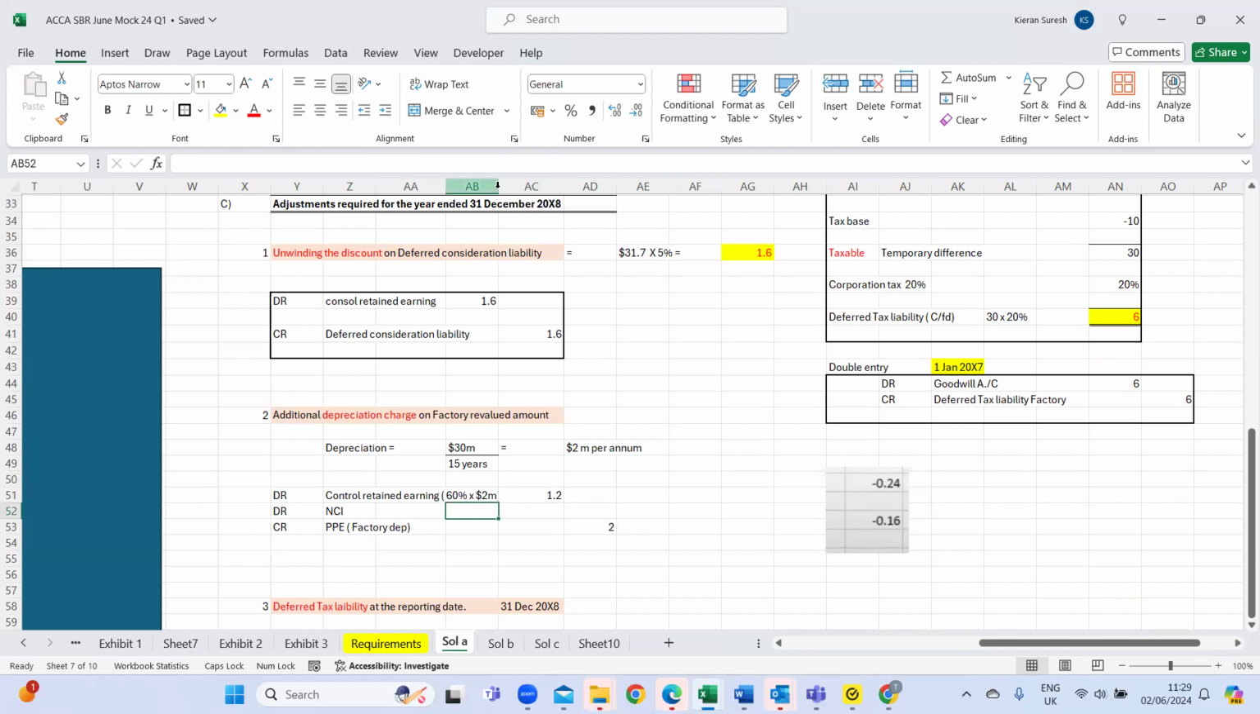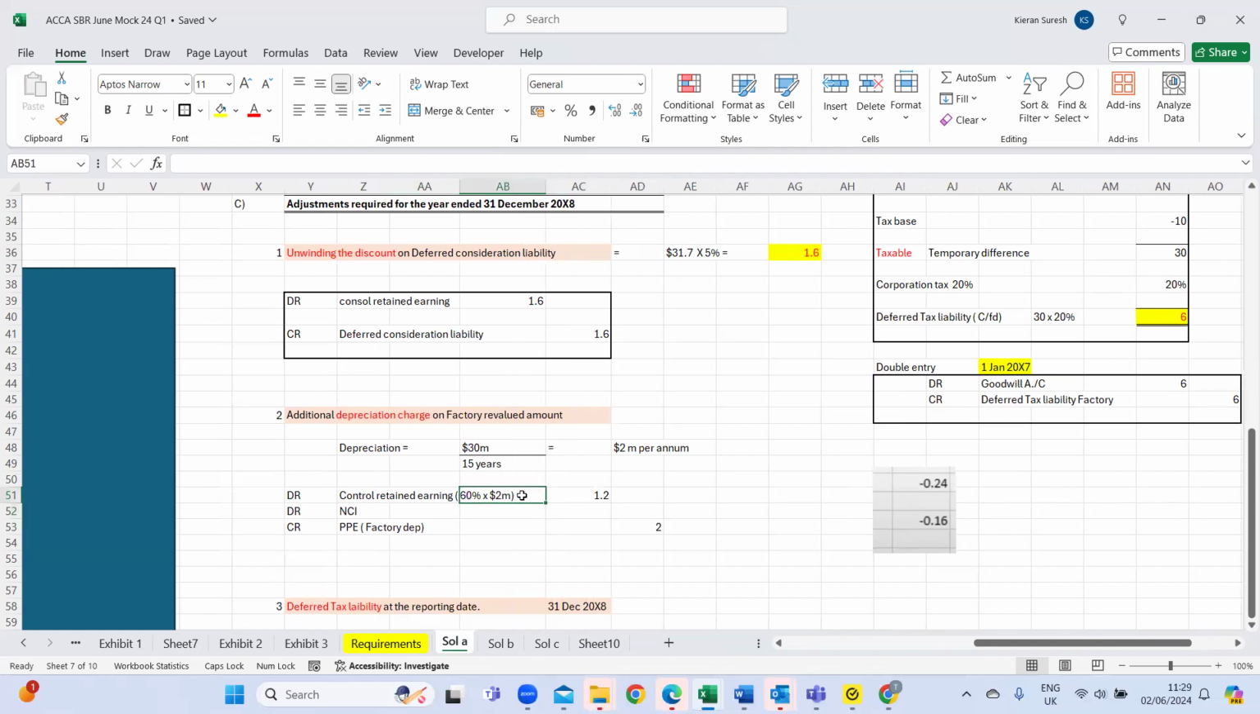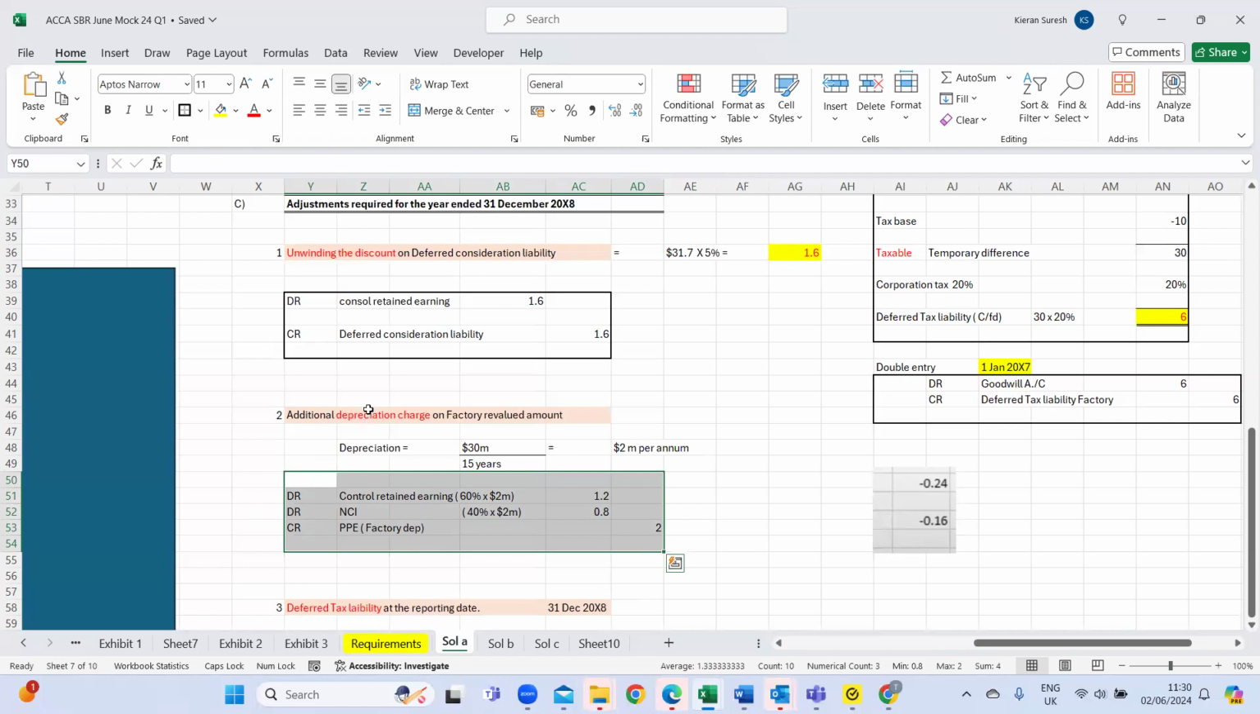So the amount the NCI has to suffer as a result of this: out of these 2 million, NCI's contribution is 40%. That 40% is going to be 0.8 million.